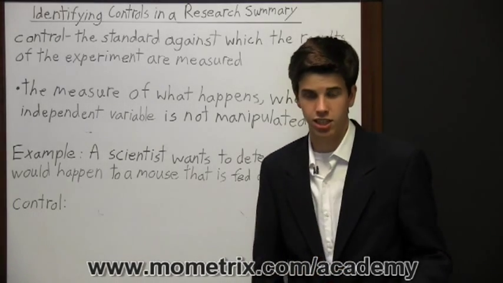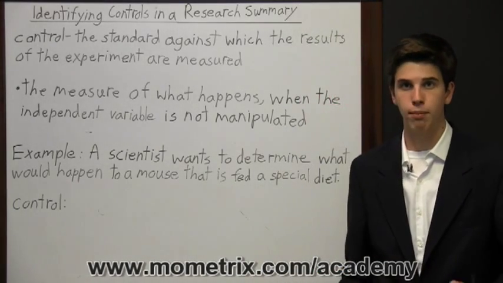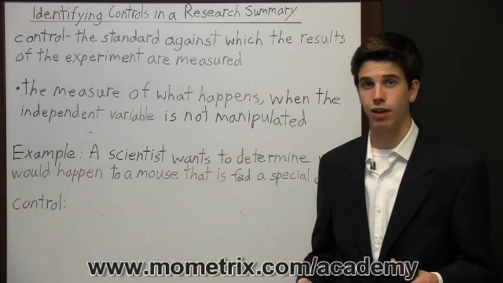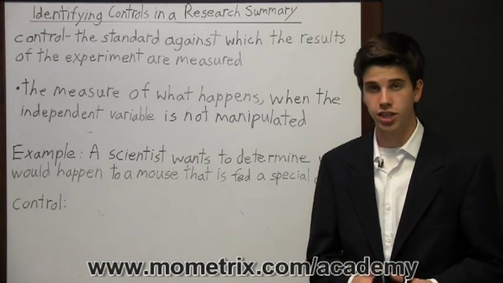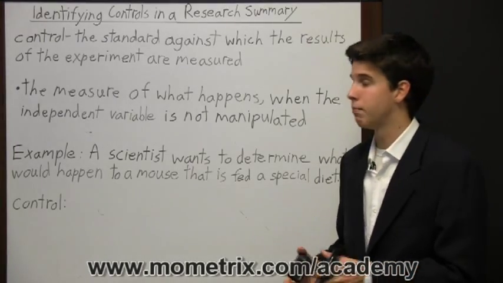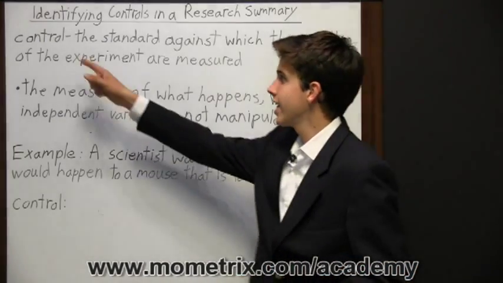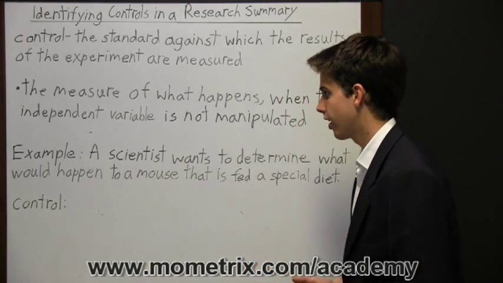Because if you conducted an experiment without a control, you would not be able to determine anything from the experiment. You would be able to see what happened as a result of what you did, but you wouldn't have anything to compare it to. So the control is there to give you something to compare it to.